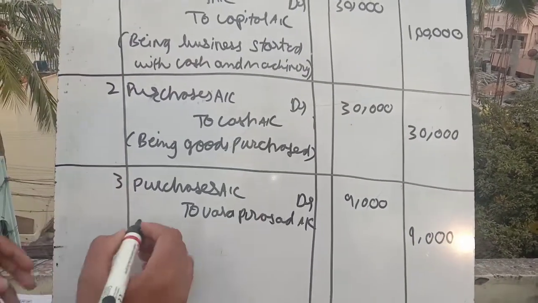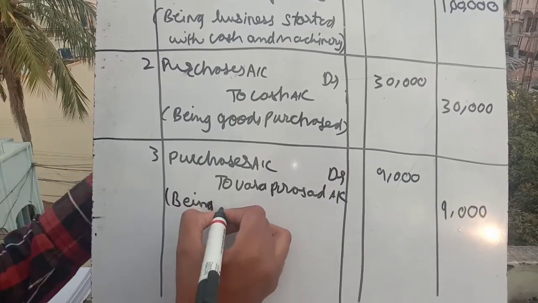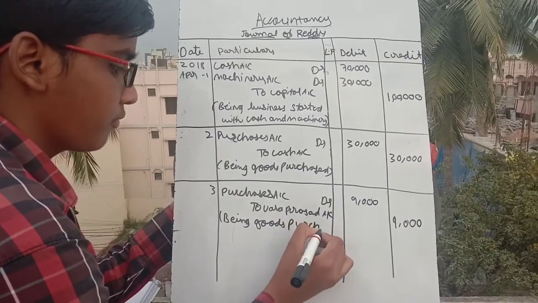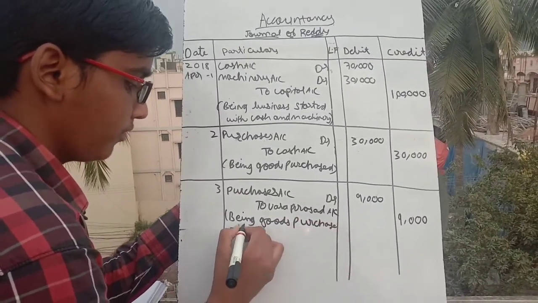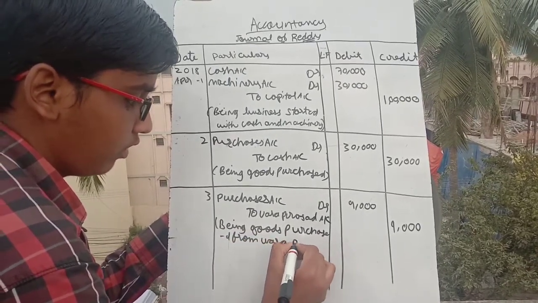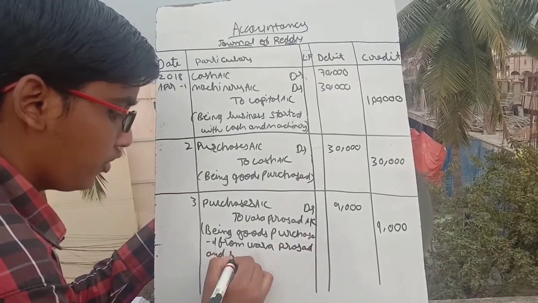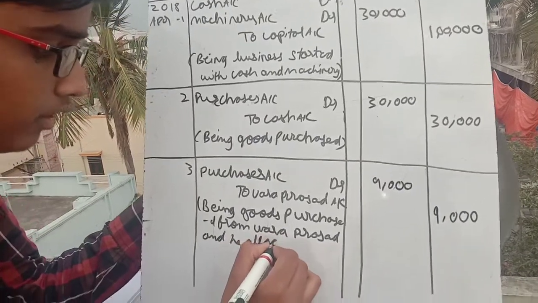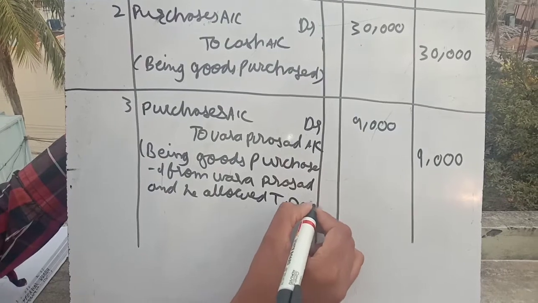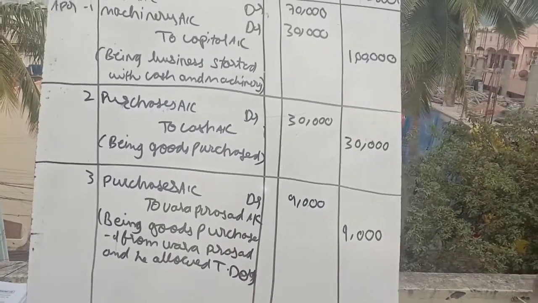That's it. The entry we can write like this: being goods purchased from Varaprasad and allowed trade discount. And he allowed trade discount at the rate of 10%. So this is the entry.